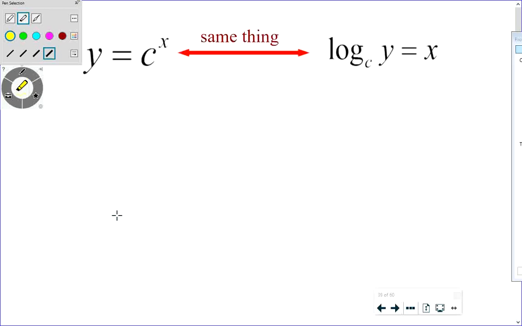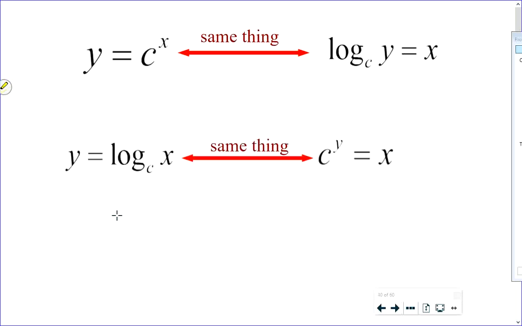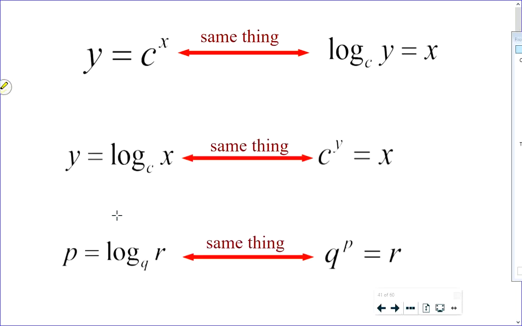Listen, I don't have to use x's and y's. I'm saying these are equal. I'm saying these are equal. I'm saying these are equal. Give your brain a second to mentally digest that final statement there.